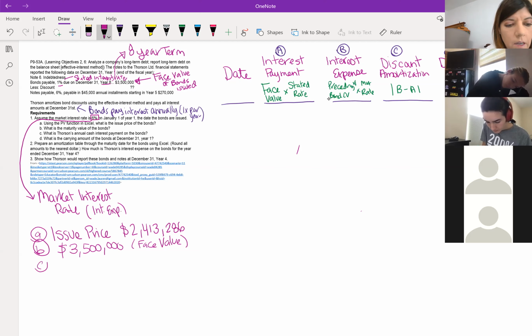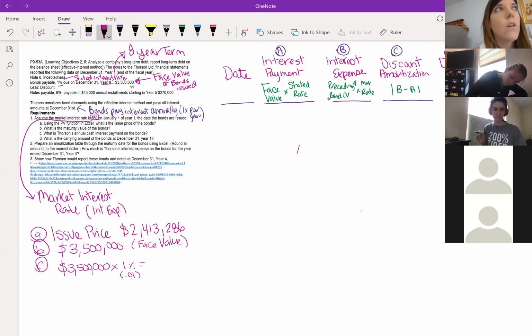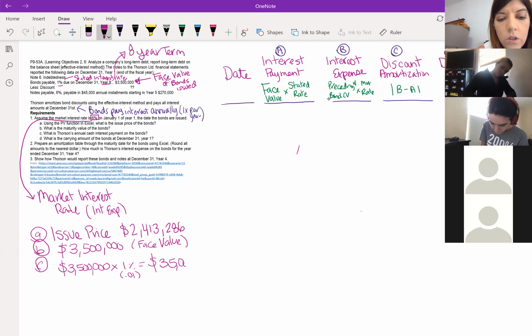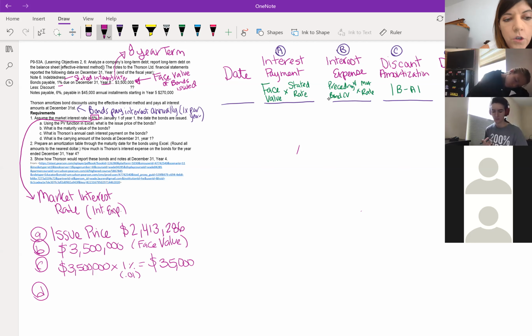For part C, what is the annual cash interest payment on the bonds? We already calculated that: face value, 3.5 million, times 1% or 0.01, is 35,000. All the interest rates you're given are always annual unless stated otherwise. So every year you're paying $35,000 in interest. And for part D, we're going to figure that one out right now.